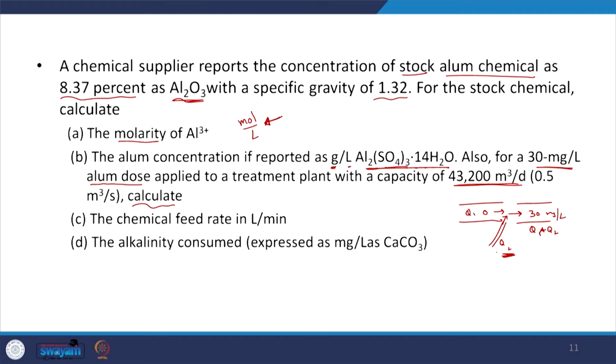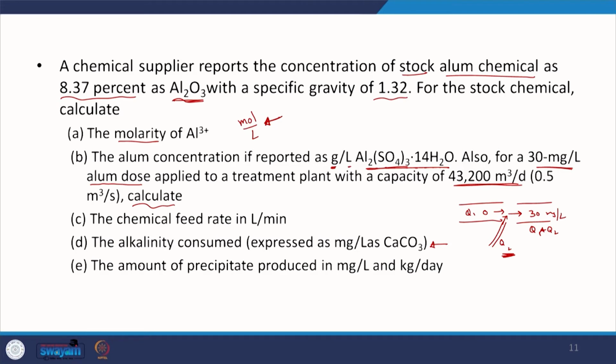And alkalinity consumed. If I am adding this alum to the water, how much alkalinity will be consumed? So, we can also look at that. How do we look at this? For this, we will look at the relevant reaction that happens when we add this compound to the solution. From there, you can know how much H plus will be given out, right? Equivalents. Then that will be equivalent to the alkalinity that will be consumed, because in the alkalinity equation, you know that there is a term minus H plus. So, that is how you will calculate alkalinity.